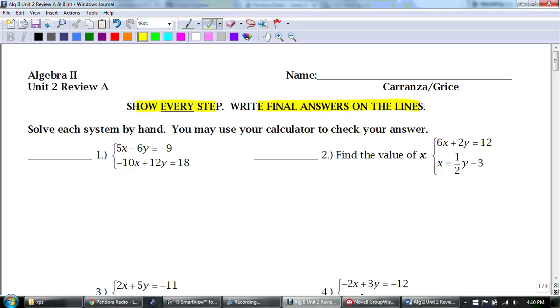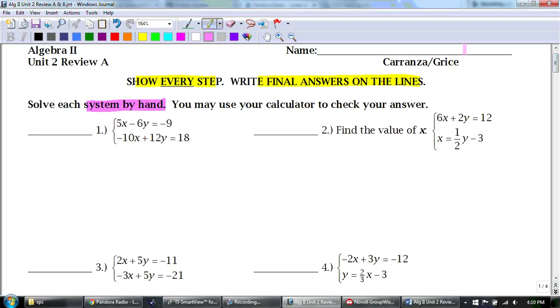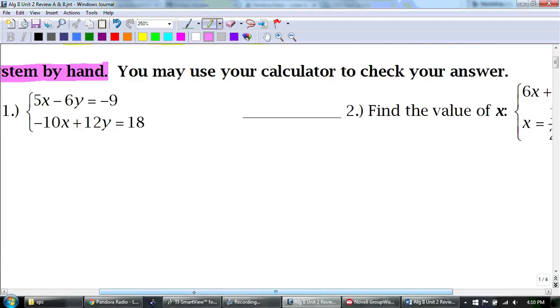Just remember to show every step and to write your final answers on the line. So the first one says to solve each system by hand. Sorry guys, no using the shortcut matrices on your computer or your calculator. However, you can use them to check your final answer. So number one, let's go ahead and get started.